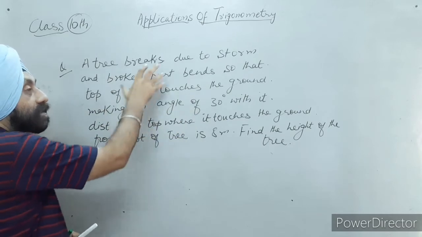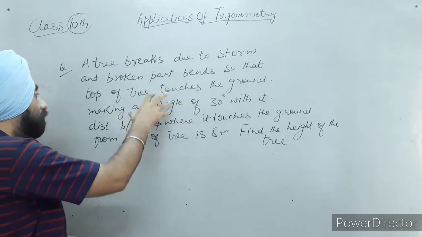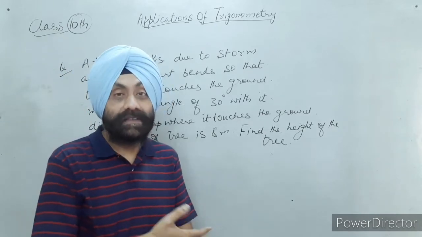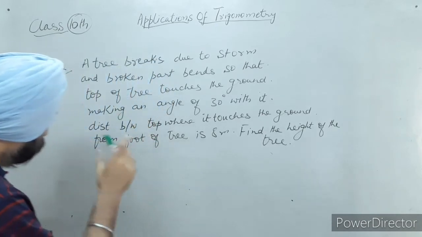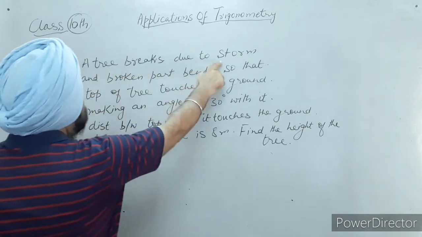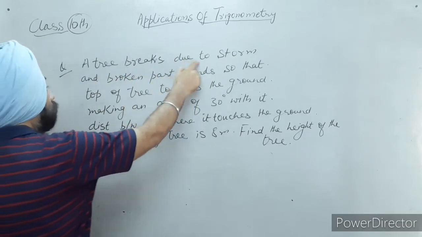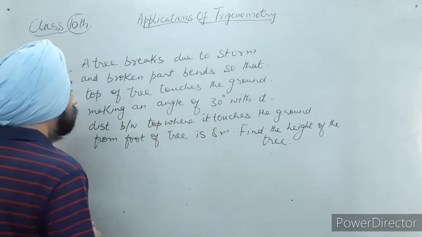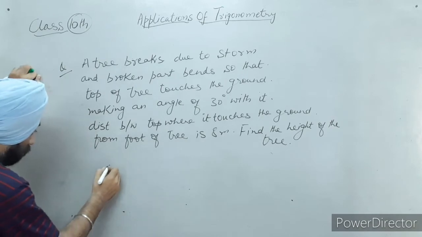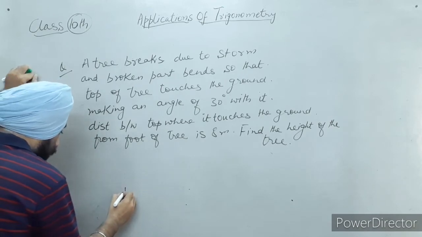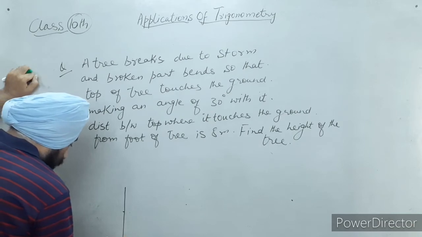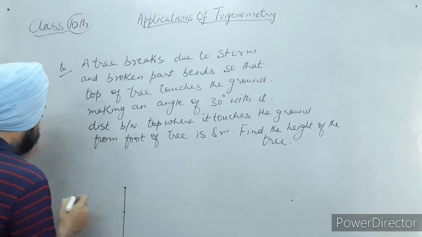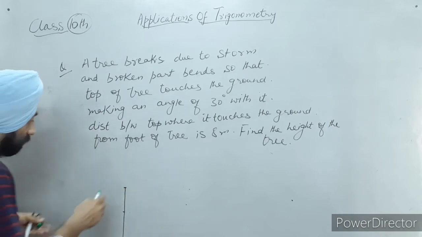It's just like a script written. You are just to make a movie out of it. Make a figure from here, the sum is solved. Now try to understand the script. A tree breaks due to storm and the broken part bends so that the top of the tree touches the ground. Now look here. What I am going to do is, this is the tree, not as a whole. Now the tree was initially this.